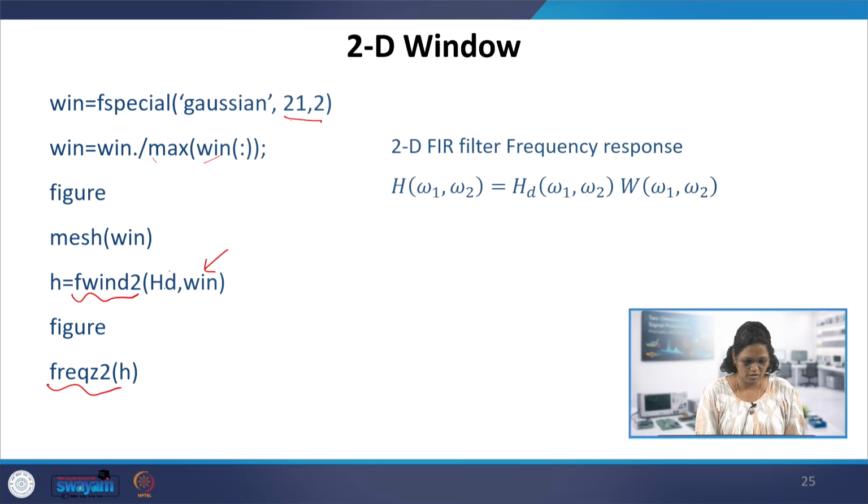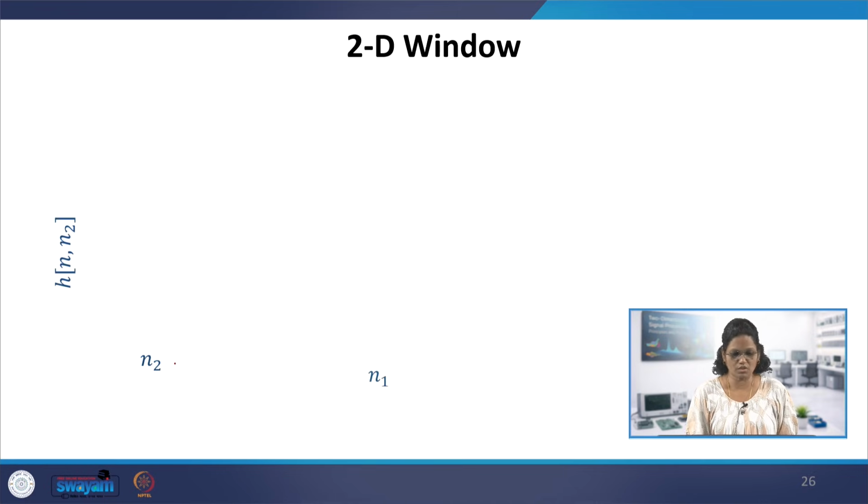So the difference here is that this is the fwin2 function, which uses the hd of omega 1 and omega 2 and the window function w of omega 1 comma omega 2. The function takes a 2D window, not like the 1D window we used in the previous examples, where 1D windows were supported. Here the window is 2D, and it directly takes this hd and the 2D window to compute the 2D FIR filter coefficients, and the frequency response can be obtained.